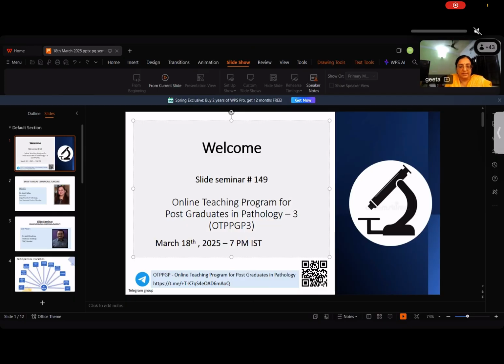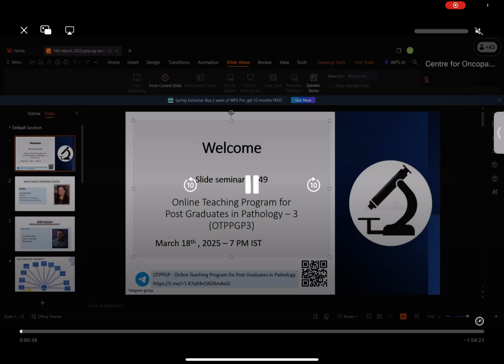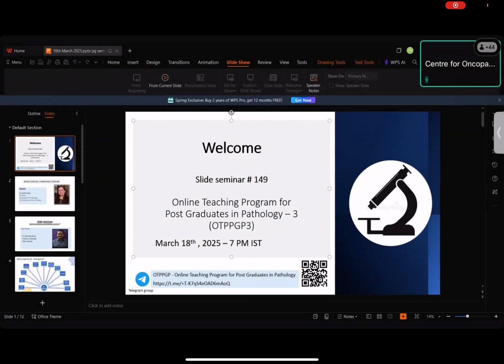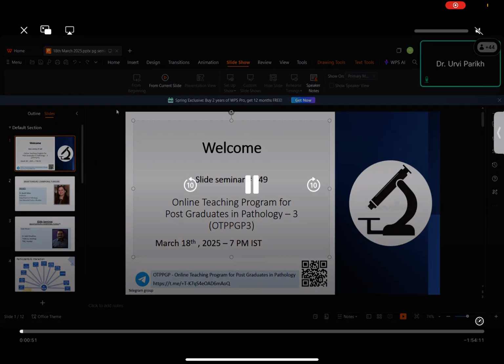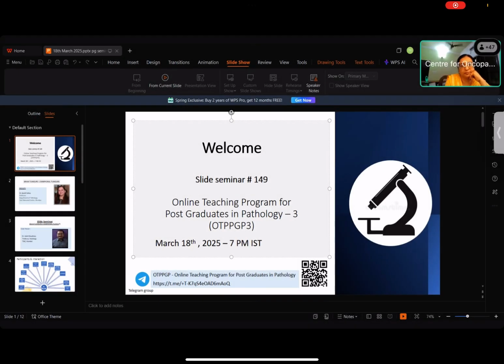Geeta, your slides are not moving. Really? It's not moving? That's okay. Just click in the center of the slide, it will move. Is it moving now? It's okay, ma'am. You just go to the students list.